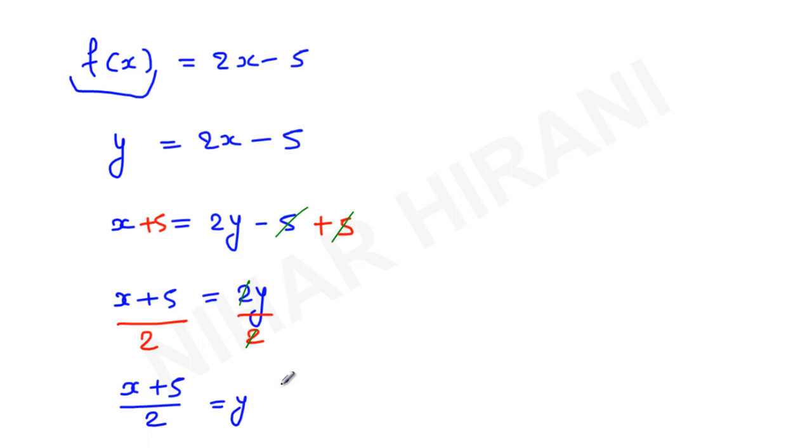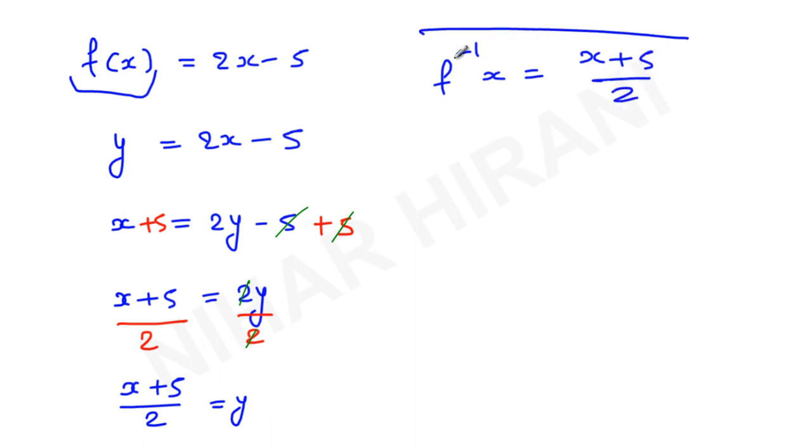Now we are done with 3 steps. What was step 1? Replace f(x) by y, switch x and y, isolate the y. And now step 4, just rewrite this: f inverse of x equals (x plus 5) over 2. So this is the inverse of the given function. Simple. Let us see one more example.